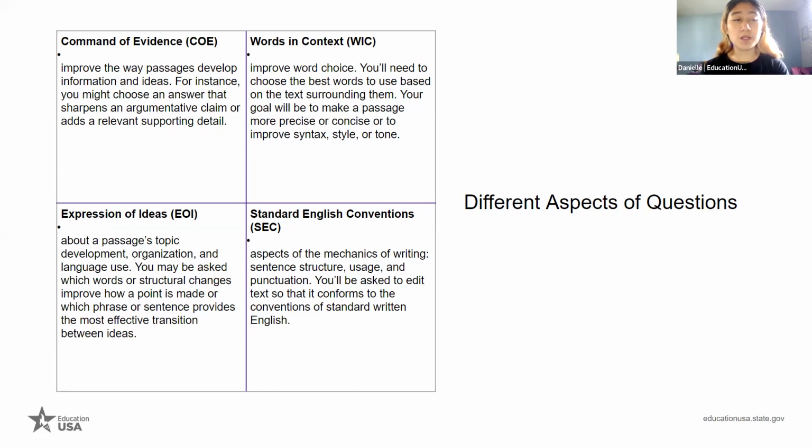especially when it comes to transitions, to make sure those ideas are expressed fully, as well as standard English conventions. So you might have sentence structure, the usage of that sentence, punctuation. These are mostly your typical questions like, should there be a semicolon here? Should there not? That's basically the most important part where you will need to know at least some understanding of English rules.